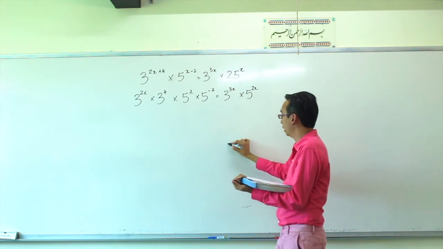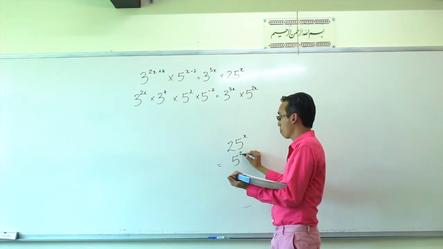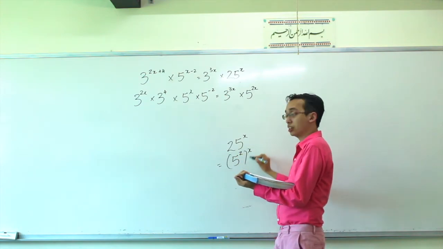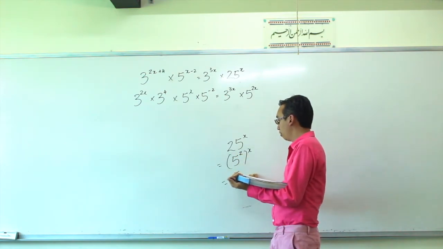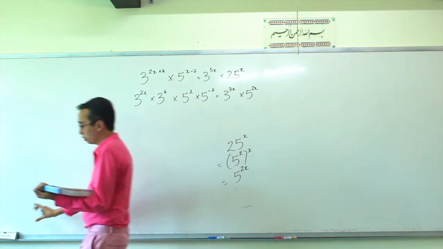I do a side working. 25 to the power of x is 5 squared, but to the power of x. So it's the same as 5 to the power of 2x. Okay, so let's erase this side working.